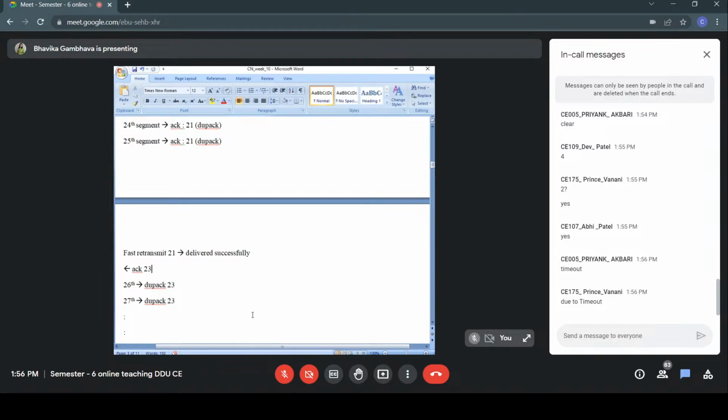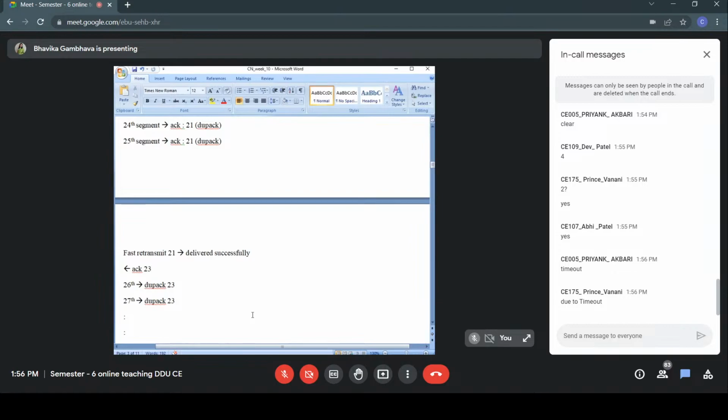However, in some scenario, if it doesn't work, if it doesn't click, then we have timeout which will be taking care of that. But whenever there is a timeout, then congestion window will be 1. Whenever there is a fast retransmission, then congestion window will be halved.